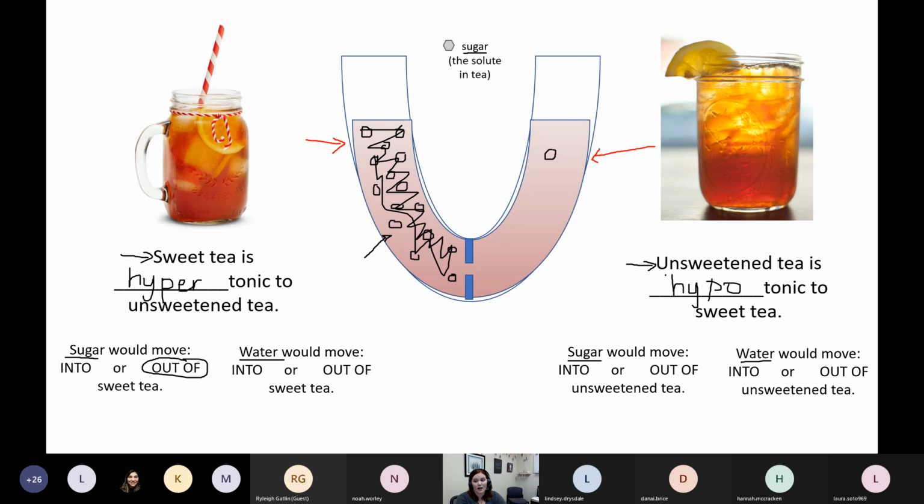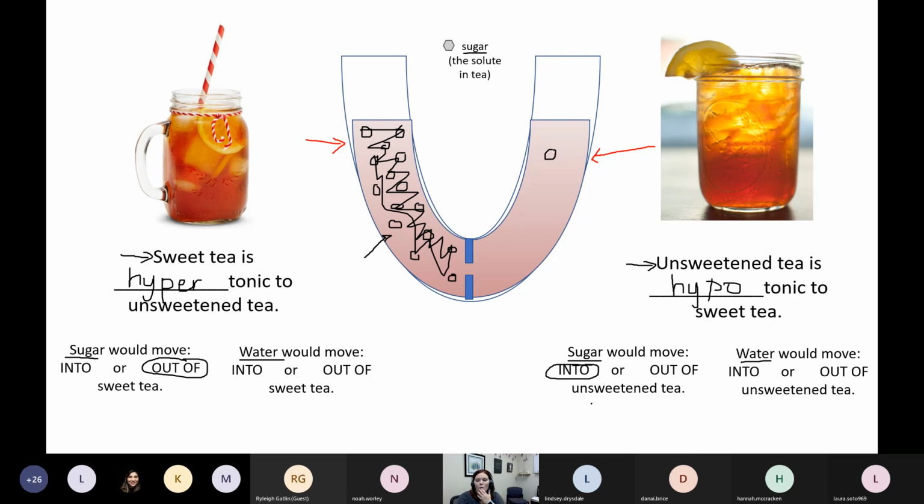So if we go over here to our unsweetened tea side, we kind of already answered this question, right? Sugar is going to go into that unsweetened tea. So it's going to go from the side where there's a lot of it, that sweet tea, into the side where there's not as much of it, the unsweetened tea.